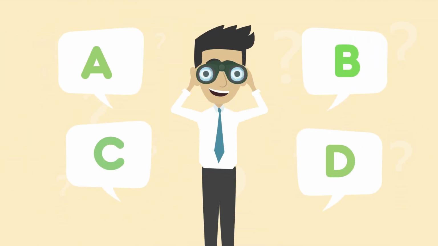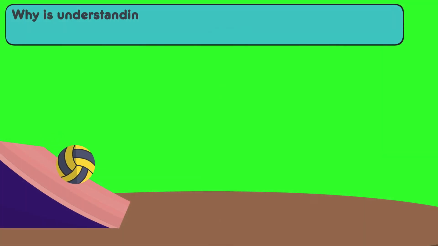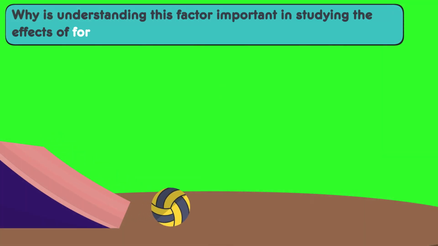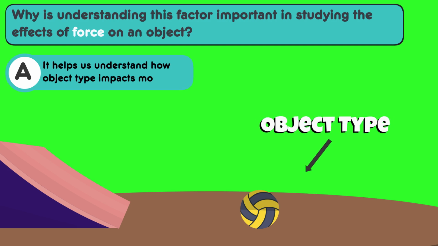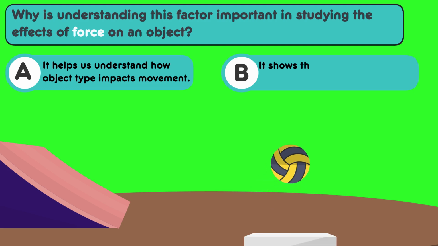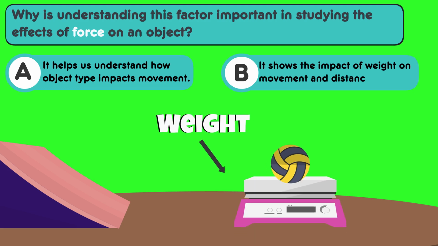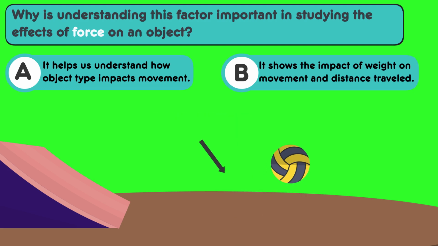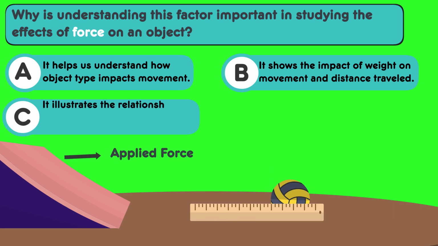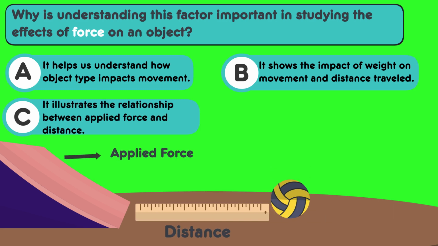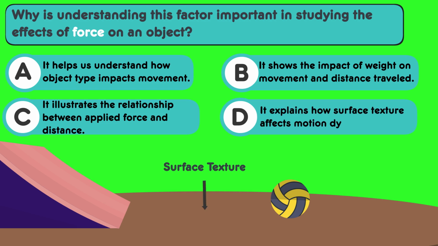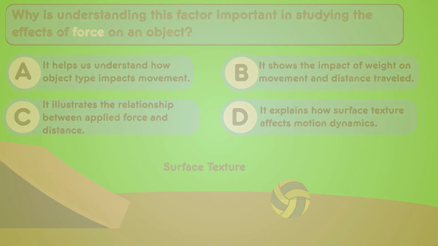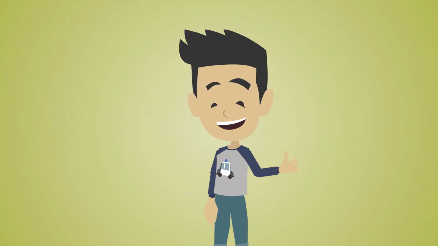Here's your question for part B. Why is understanding this factor important in studying the effects of force on an object? A. It helps us understand how object type impacts movement. B. It shows the impact of weight on movement and distance traveled. C. It illustrates the relationship between applied force and distance. D. It explains how surface texture affects motion dynamics. The following are guiding questions for our answer choices.